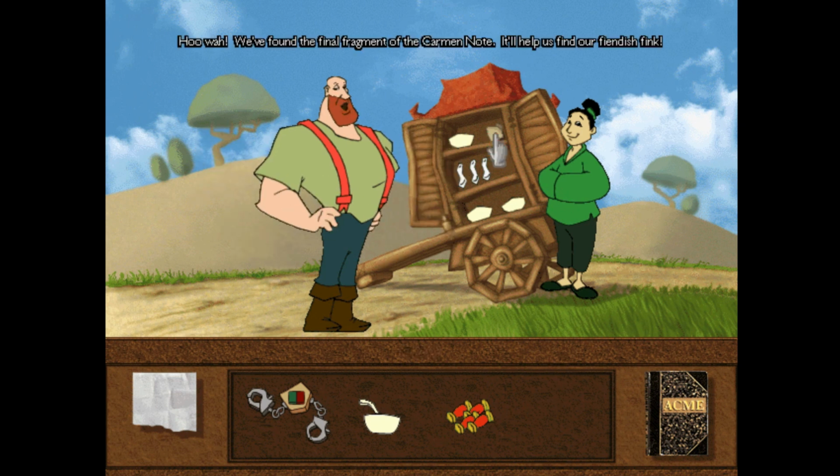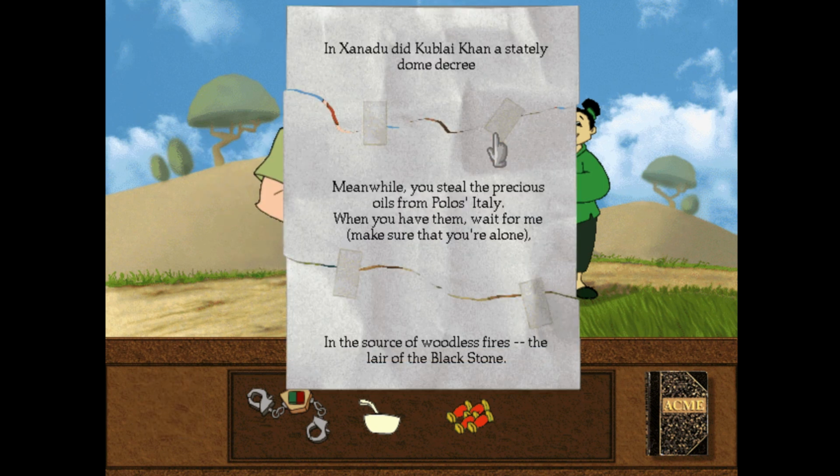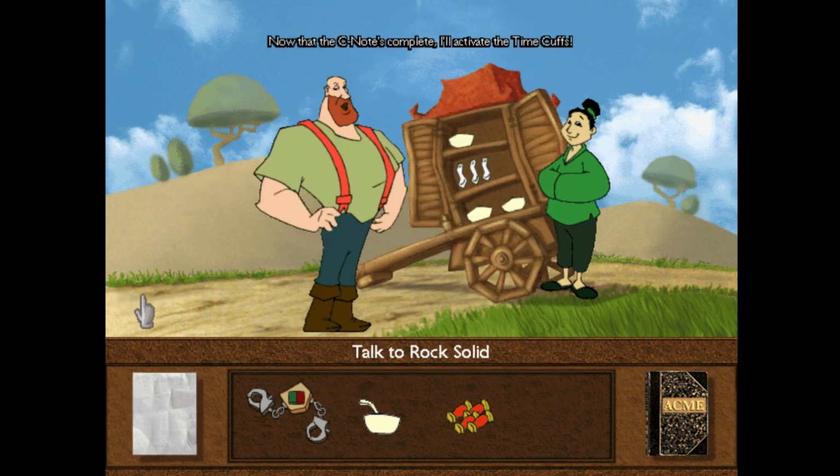We found the final fragment of the Carmen note. It'll help us find our fiendish fink. Yes, we found the last piece of the C note, but we won't be able to catch the thief right away. Now that the C note's complete, I'll activate the time cuffs.